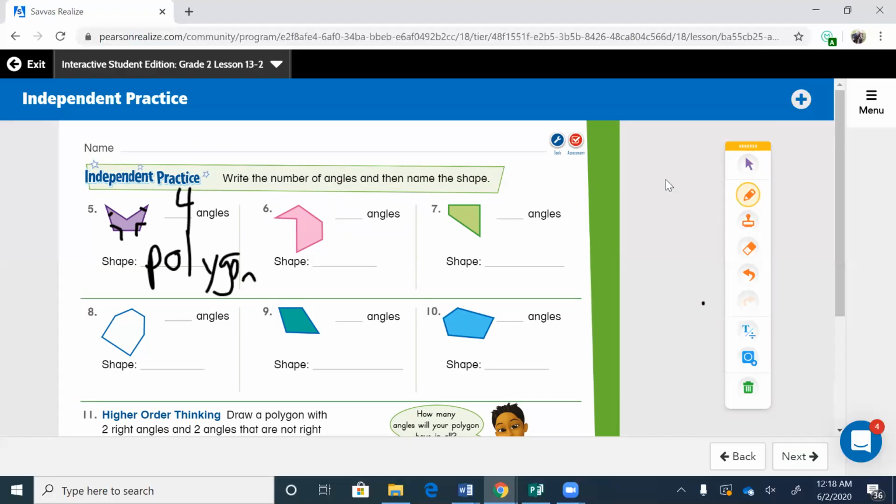Okay, let's look at this one. Let's count the angles. 1, 2, 3. Whoops, oh my goodness, 5. And that is a polygon. It's closed. Let's look at the next one. 1, 2, 3. That's another polygon.